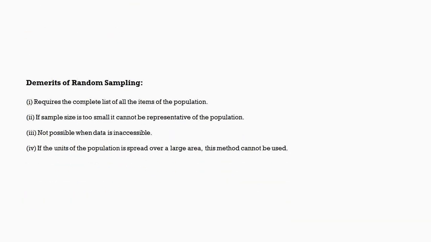So moving ahead, we have demerits of the random sampling. It requires a complete list, so that is a little bit time consuming, and if the sample size is too small, it cannot be representative of the population. For example, we have a total population of 10,000 people, and we are picking a sample size of just 10 people. So it is not representative of the whole population. It might be representing only a part of the population. So it is a demerit.